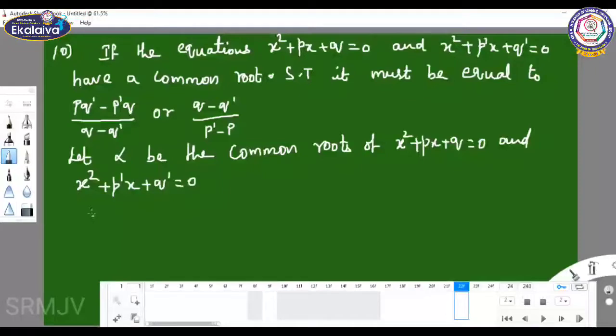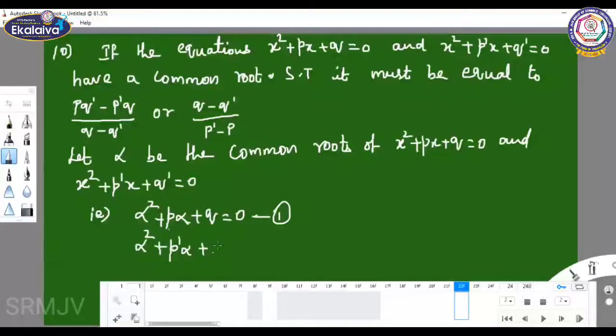What is the meaning of this? That is, alpha square plus p alpha plus q equal to 0. You can take it as the first equation. Then, alpha square plus p dash alpha plus q dash equal to 0.